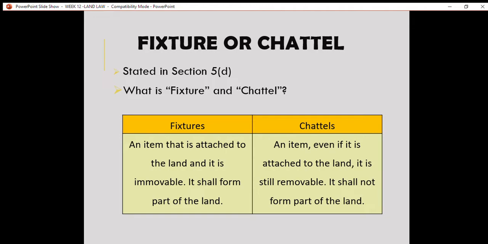Okay, and then the other reason is right of charge bank. This is where the owner charged his land to bank and then the owner defaulted. So what is the rights given to the bank? How about the items in the house? Okay, so this is why we need to determine the items, the objects considered as fixtures or chattel.